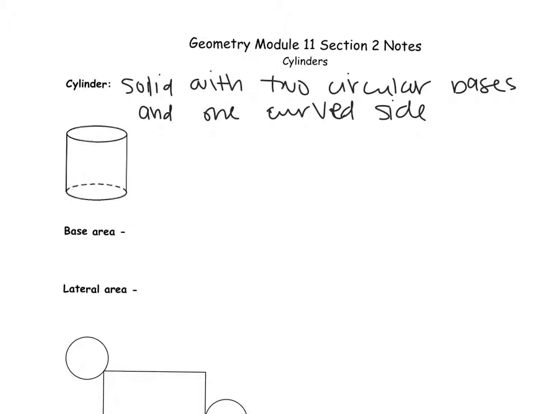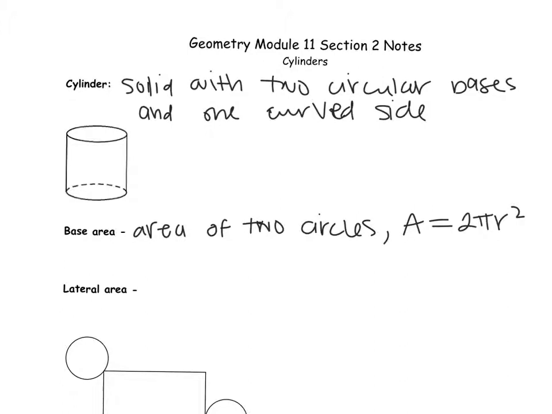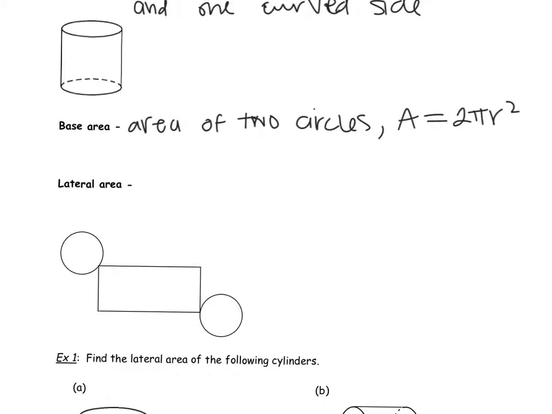So when it comes to finding the base area, because both of the bases are circles, the base area is the area of the two circles. And since the area of a circle is pi r squared and we have 2, that area would be 2 pi r squared. Okay. The lateral area is just the area of that one curved side.